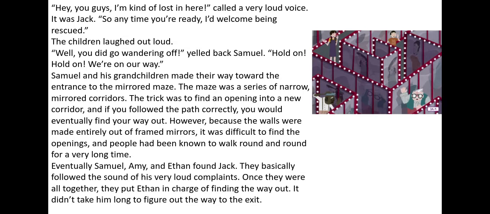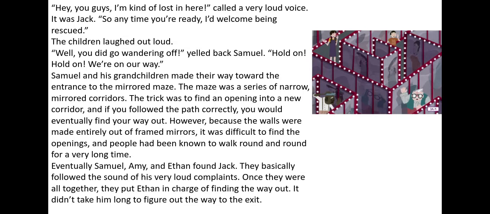Samuel and the grandchildren made their way towards the entrance to the mirrored maze. The maze was a series of narrow, mirrored corridors. The trick was to find an opening into a new corridor, and if you followed the path correctly, you would eventually find your way out. However, because the walls were made entirely out of framed mirrors, it was difficult to find the openings, and people had been known to walk round and round for a very long time.